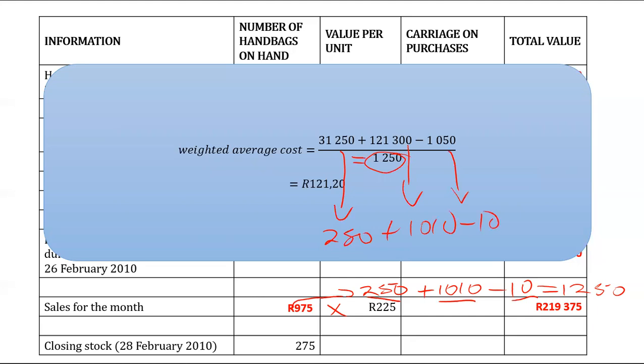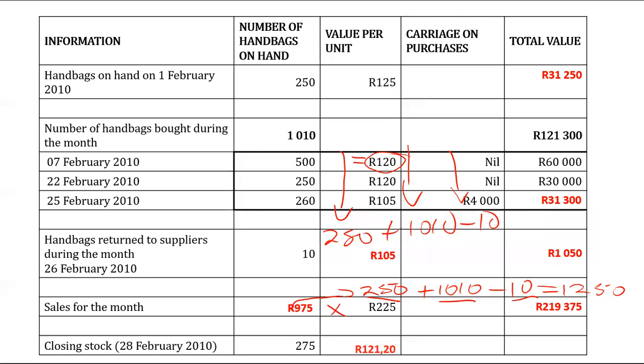So our weighted average cost will simply be 121.2, which is the value that we're going to use to calculate the value of our closing stock. And you'll simply take the number of units of closing stock, multiply by that, and it'll give you 33,330.